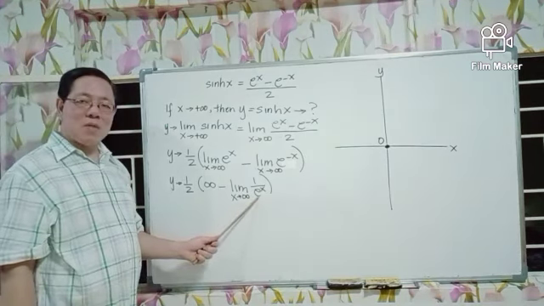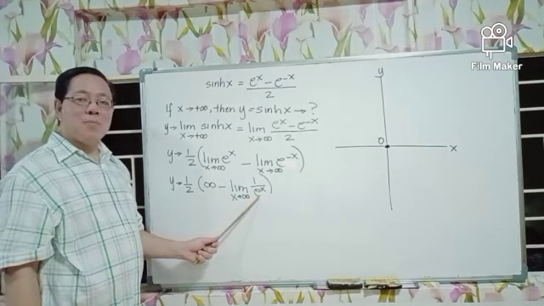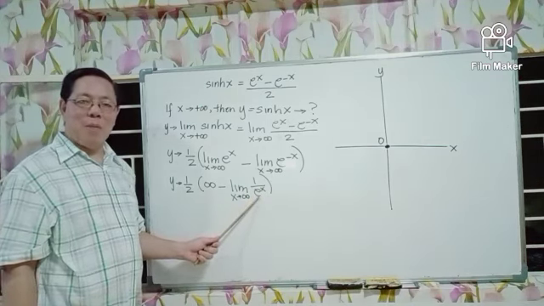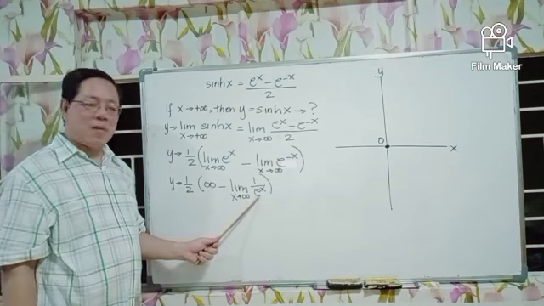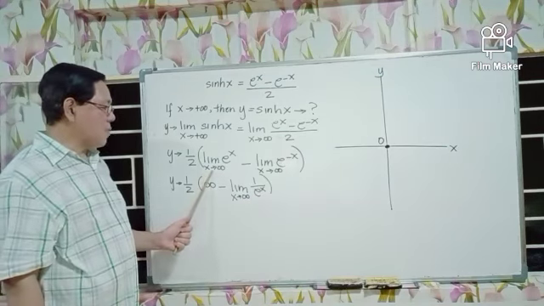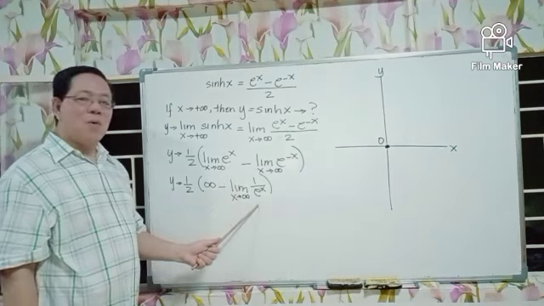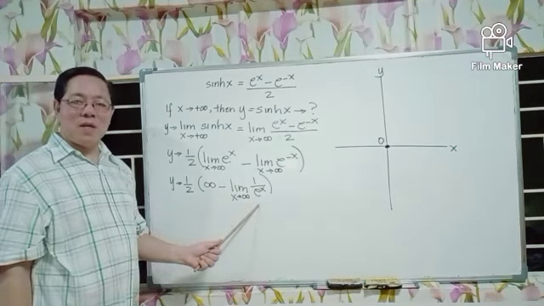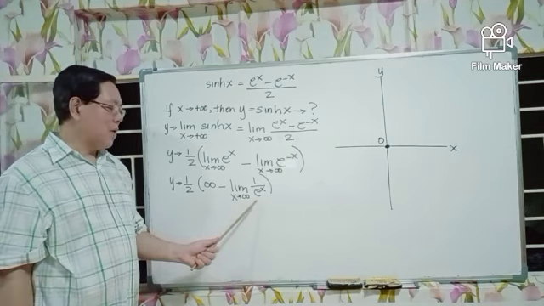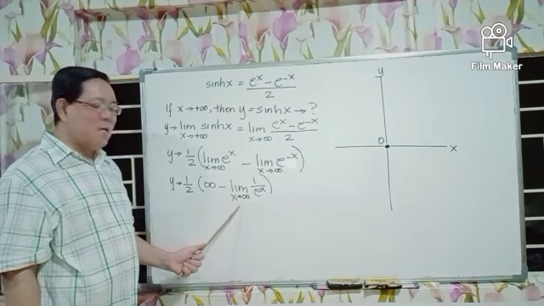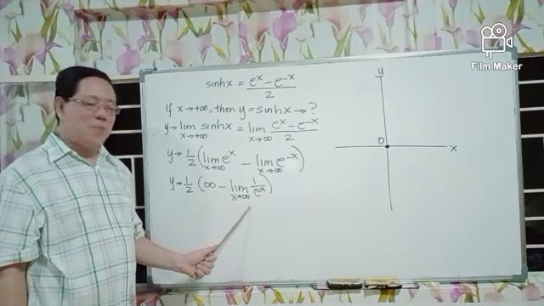Now, if x approaches infinity, e to the power x will approach a very, very large positive real number, or will approach infinity. And 1 over infinity, or a very, very large real number, is 0. Thus, 1 over e to the power x will approach 0 if x approaches positive infinity.